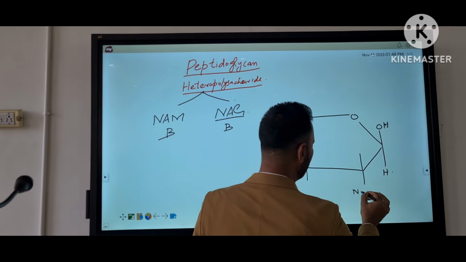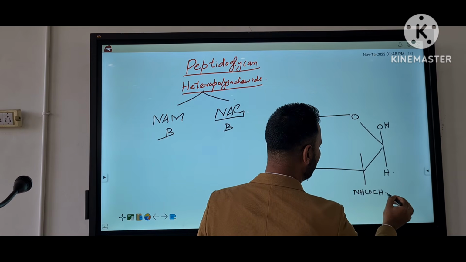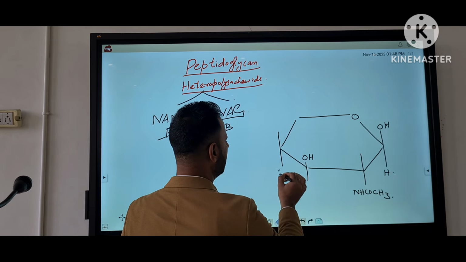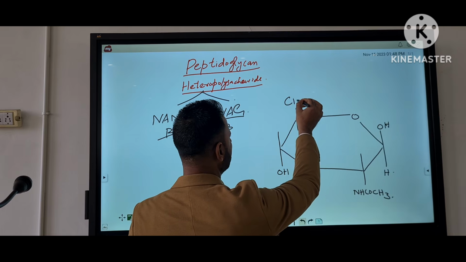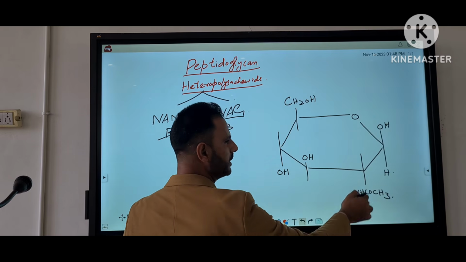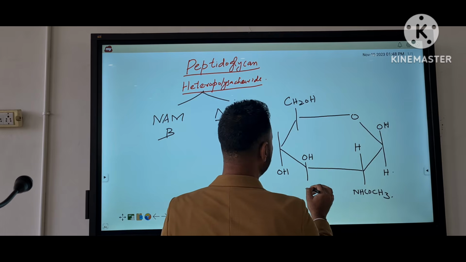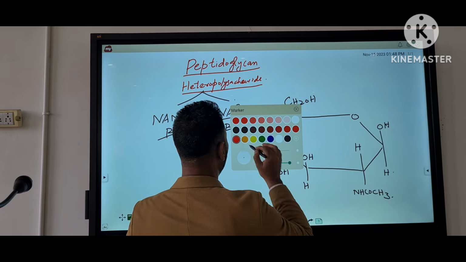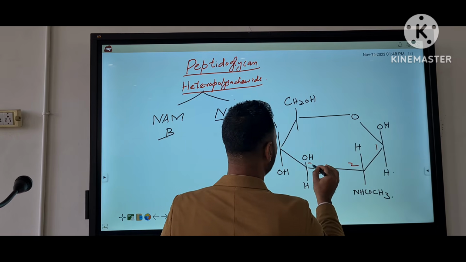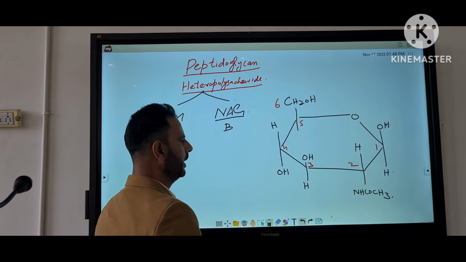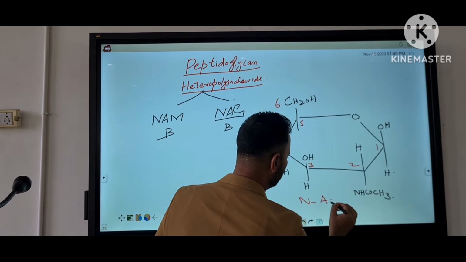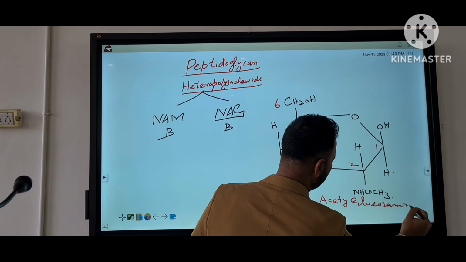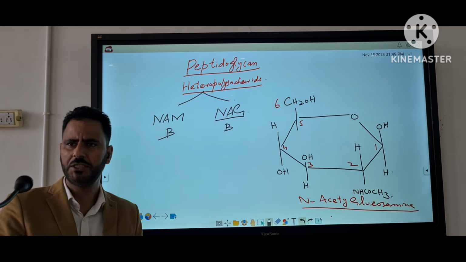N-acetyl, NHCOCH3. Here we have this group attached. And the rest of the structure is the same as that of glucose because it has been derived from glucose. I am substituting the acetyl group at position number 2. I can number this: 1, 2, 3, 4, 5 and 6. This we can call N-acetyl glucosamine. Is it clear?